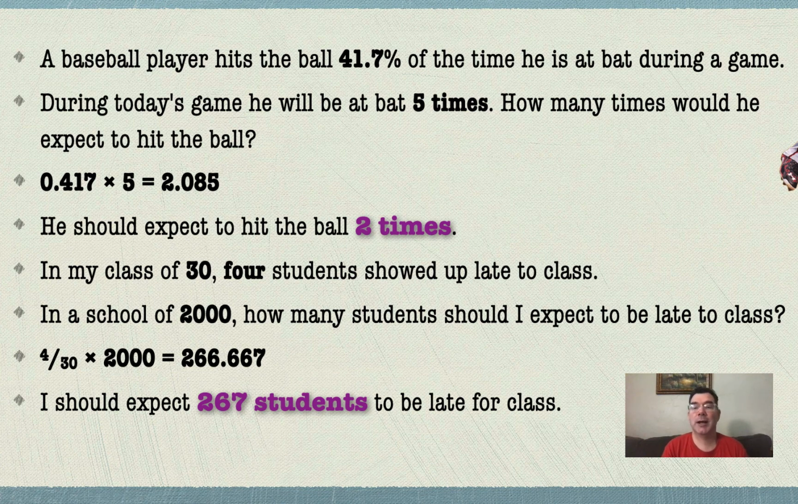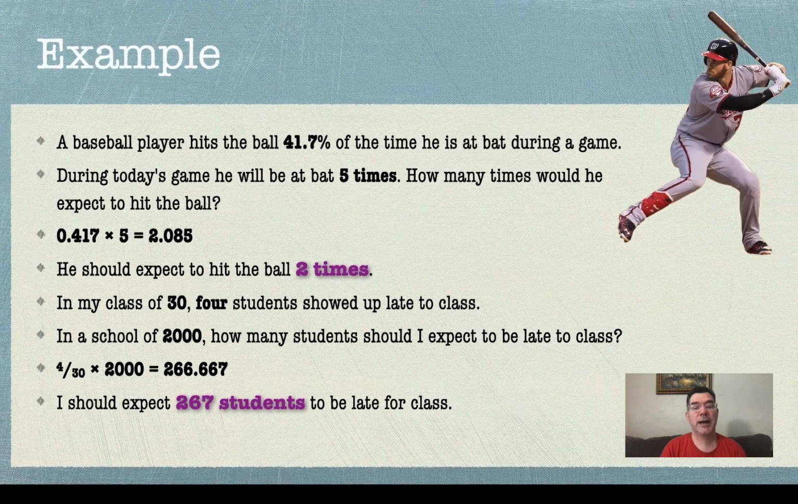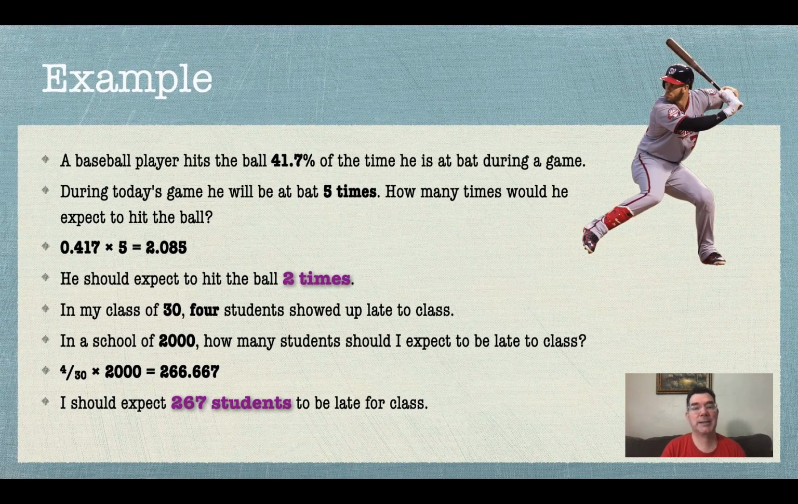So it's just a simple rearrangement of a formula that I already knew to figure out how many times I can expect an event to happen.